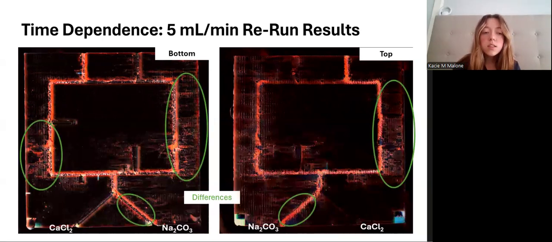Moving on to differences. One difference is we see a lot of precipitation density forming in the inlet of the sodium carbonate channel that was not noticed in the overpressuring experiment. And we additionally see an enhanced or increased interaction with the fracture plane that is noted in this time-dependent experiment, whereas there was a lot less precipitation forming on the fracture plane in the overpressuring experiment.